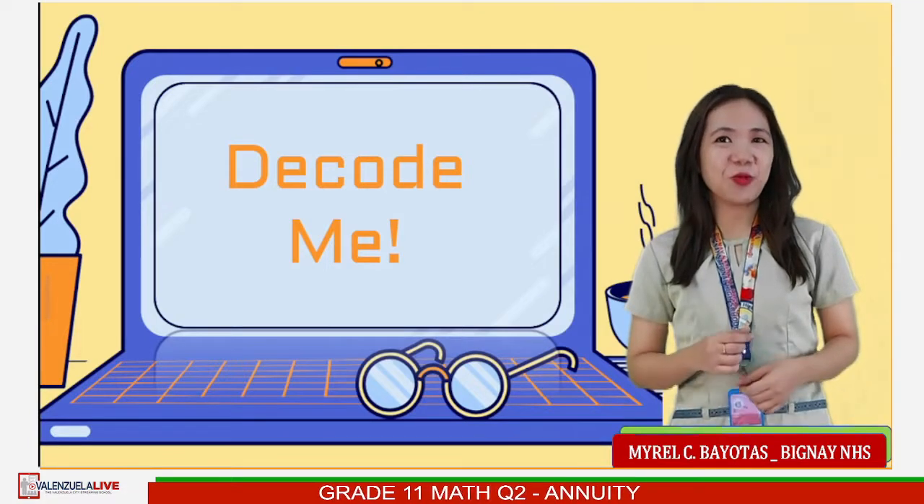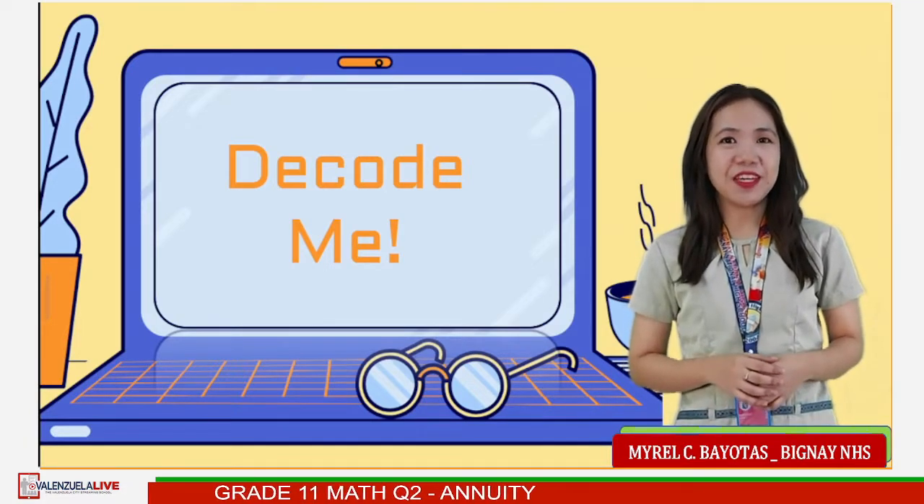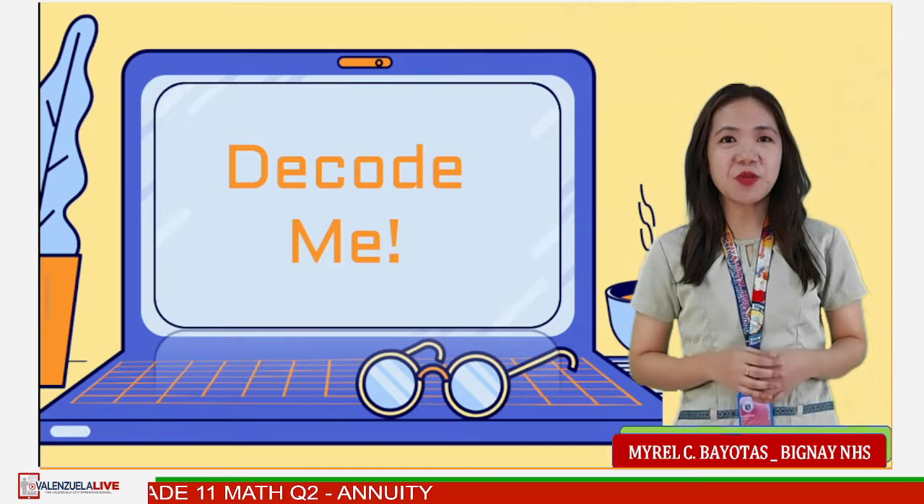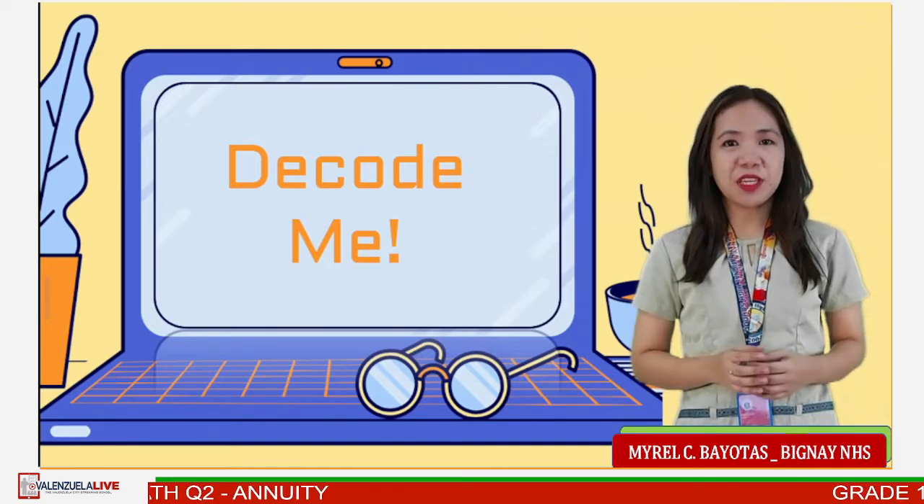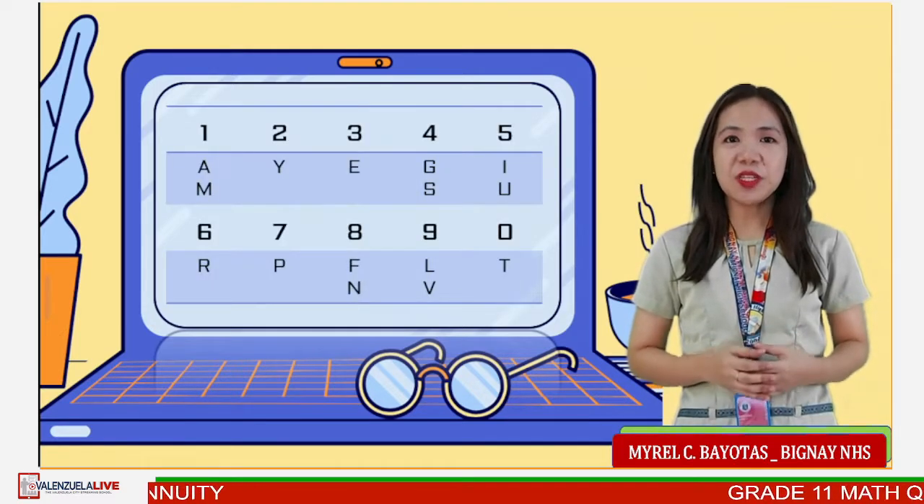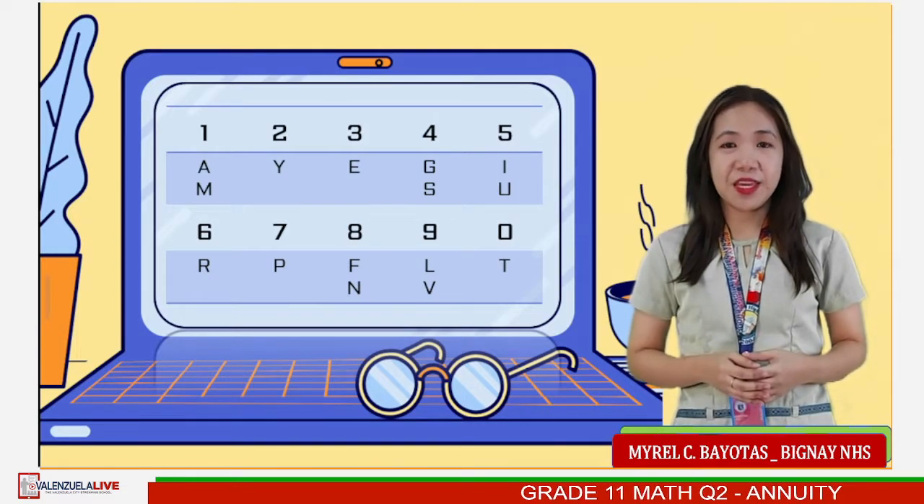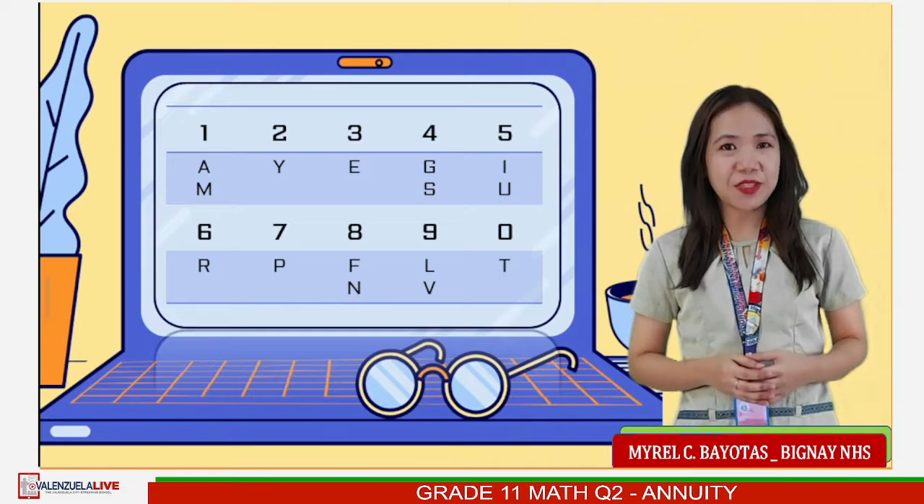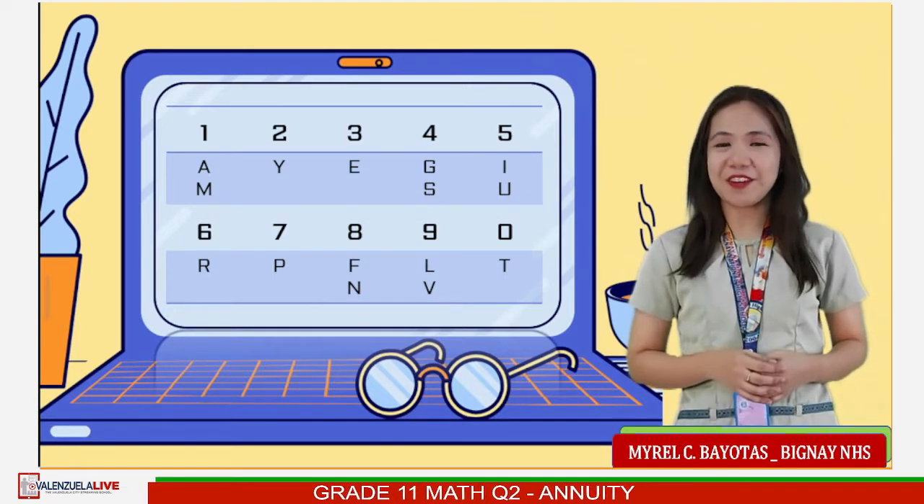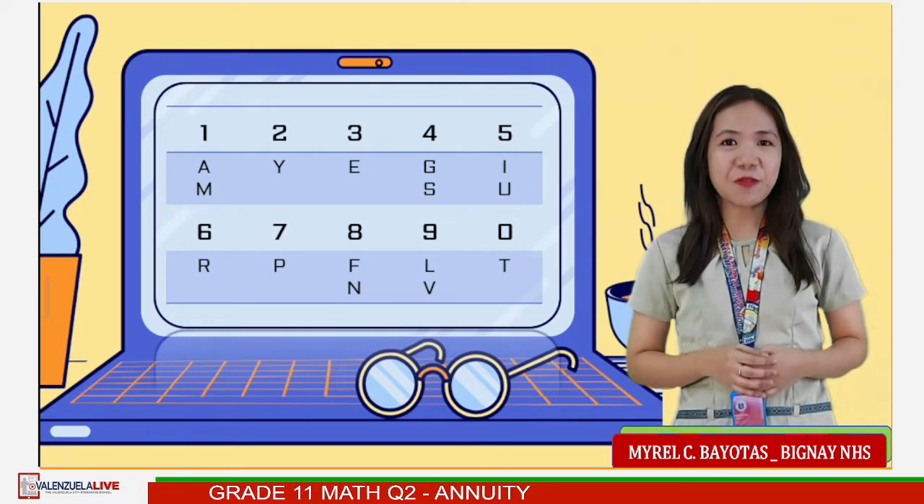Let's get started. We'll play the game called Decode Loop. Here, every digit corresponds to a letter or letters. You will be given a set of numbers which you will decode to form words related to our topic, annuity. Kindly type your answers in our comment section. Let's see how good you are on this. Let's decode the first word.